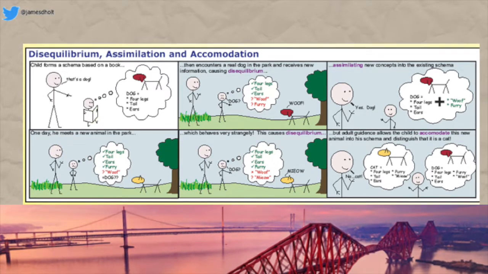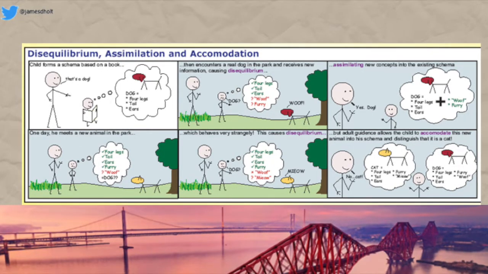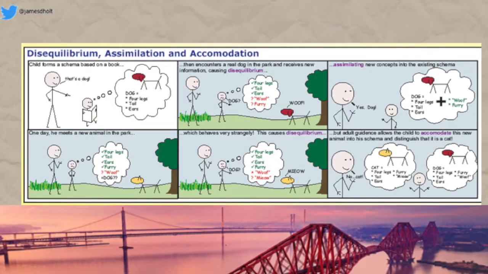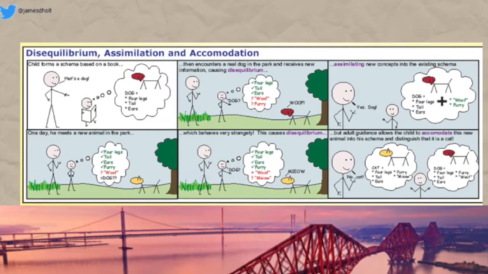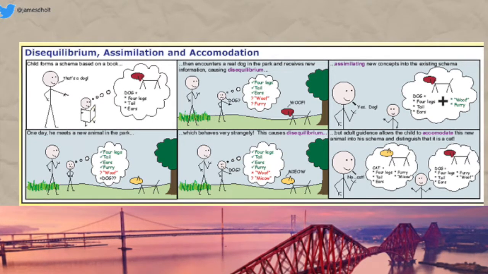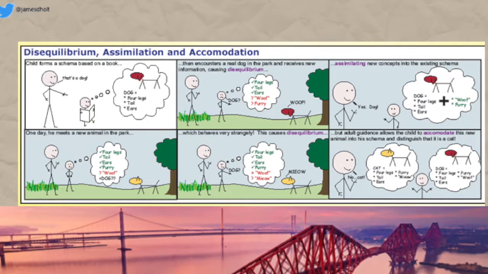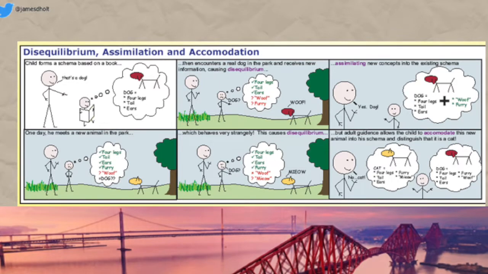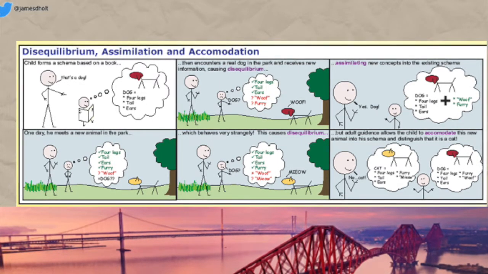So a dog has 4 legs, tails, and an ear. And so then he encounters a real dog in the park, but gets some new information because this dog has those 3 things, but woofs and is furry. So this causes something called disequilibrium, a mind funk, if you like, just confusion. But he's able to assimilate that new concept into the existing schema because, yes, that's a dog. So there's new information put in.